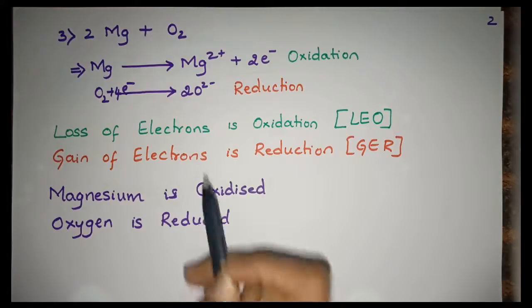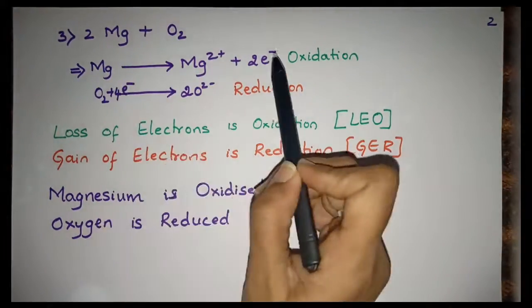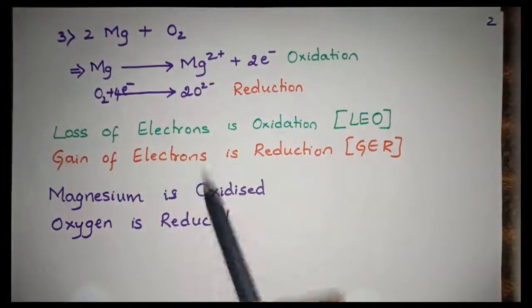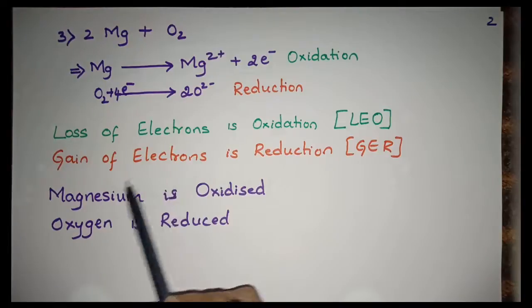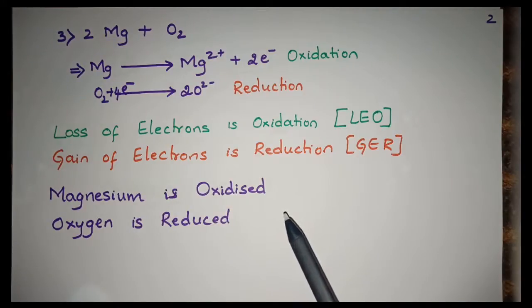Now you see in this whole process, magnesium is the one which is undergoing oxidation. Now we can simply say that magnesium is getting oxidized in this process. And similarly, oxygen, because it is undergoing reduction, we say that oxygen is getting reduced. So this is about our definition of the terms reduction and oxidation reaction, or the redox reactions.